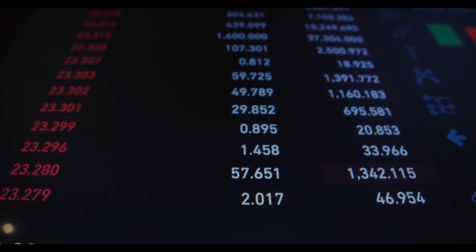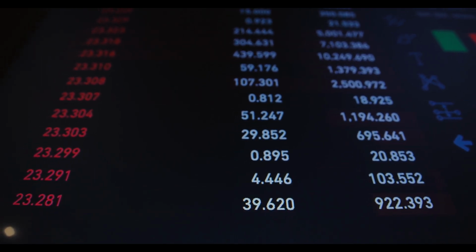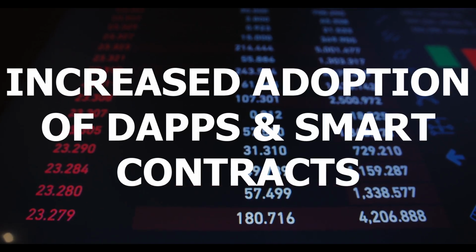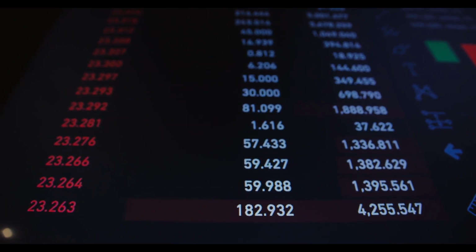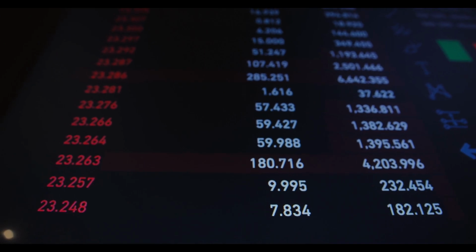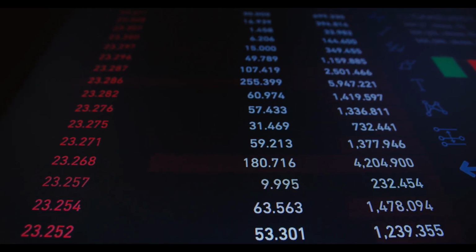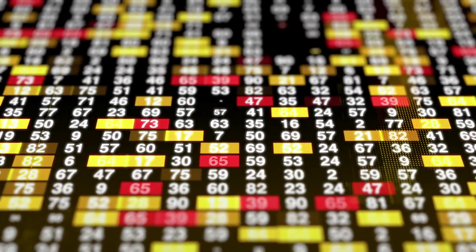The bull case for Ethereum refers to arguments and reasons for why the price of Ethereum is expected to increase in the future. Some of the key points of the bull case for Ethereum include: first, increased adoption of decentralized applications and smart contracts. As more businesses and organizations begin to adopt Ethereum's smart contract technology, the demand for Ether, the cryptocurrency used to pay for gas fees on the Ethereum network, is expected to increase.